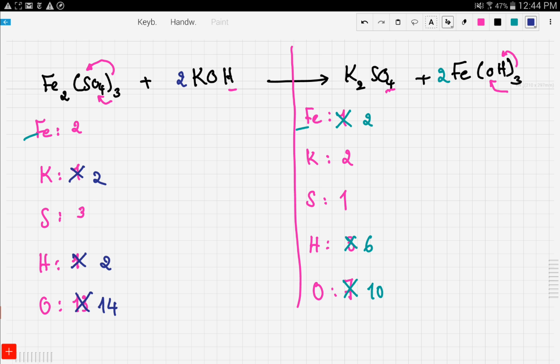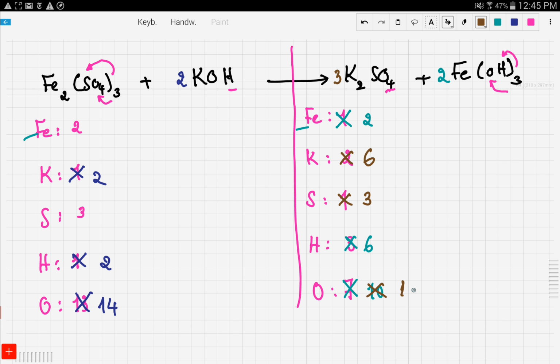Now let's move on to sulfur. Well, let's see, we have 3 sulfur here and a 1 here, so it's easier to multiply here by 3. So let's see how that changes. Well, for starters, potassium becomes 6 and sulfur becomes 3. Now oxygen, that's 12 plus 6, that's 18.